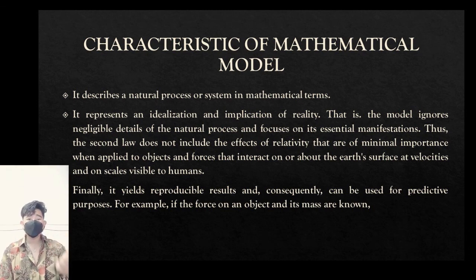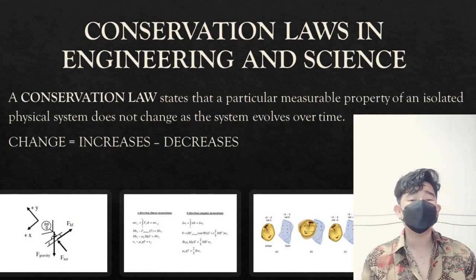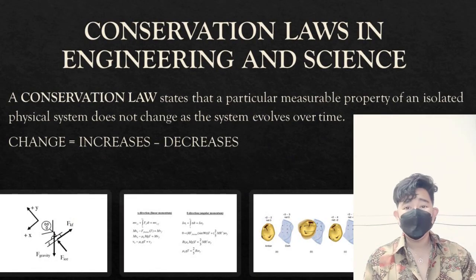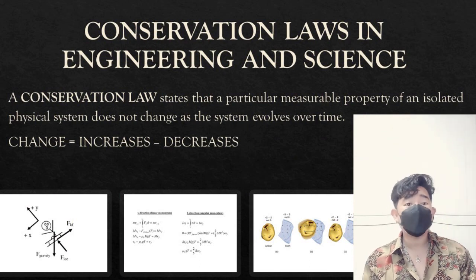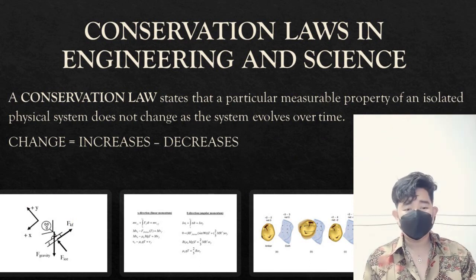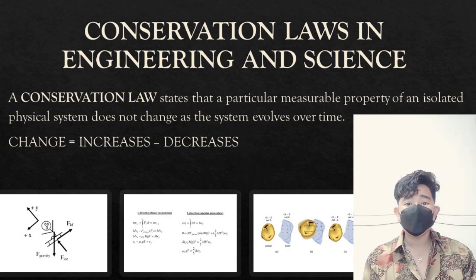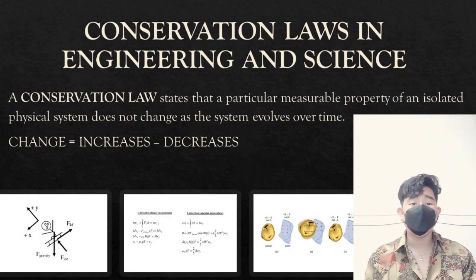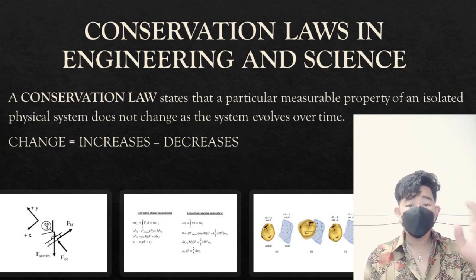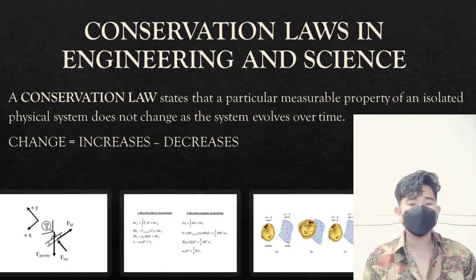Next, we have the conservation laws in engineering and sciences. A conservation law states that a particular measurable property of an isolated physical system does not change as the system evolves over time. So it means change is equal to increase minus decrease.